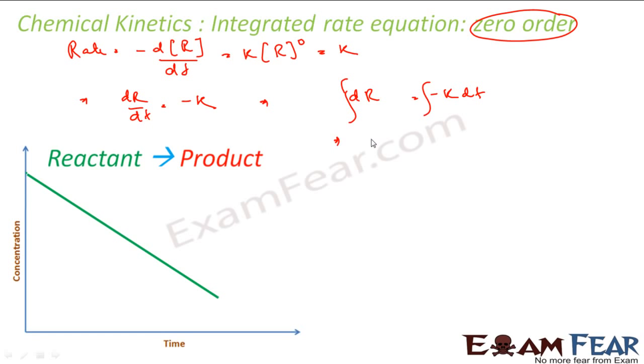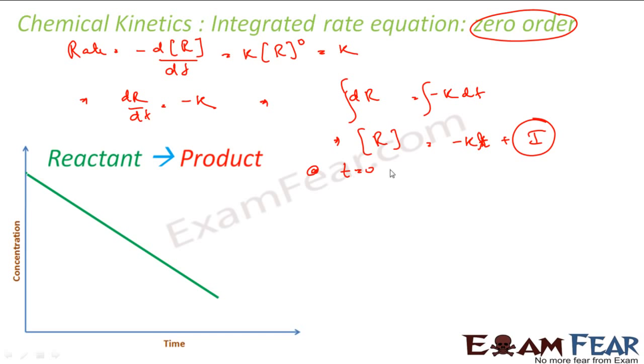So what you get: integration of d[R] you get [R], integration of minus k dt you will get minus kt, and some constant, the integral constant I. And we need to find the value of I. To find the value of I, what we can do is put in the value of [R] at a known time and we'll get the value, because this is a constant, right?